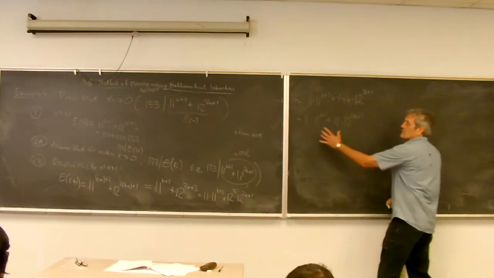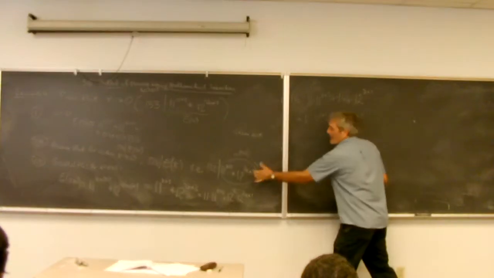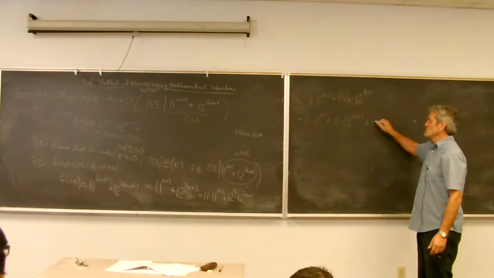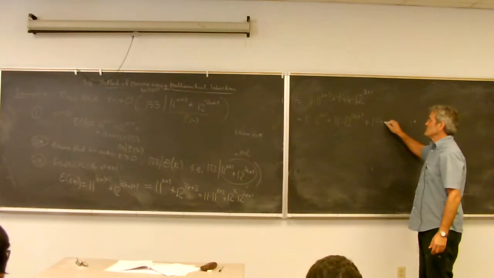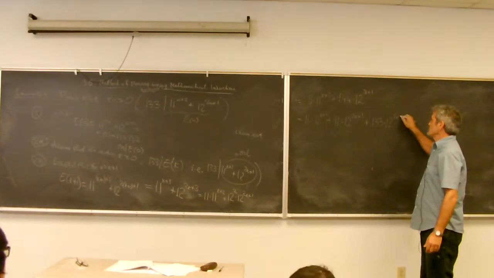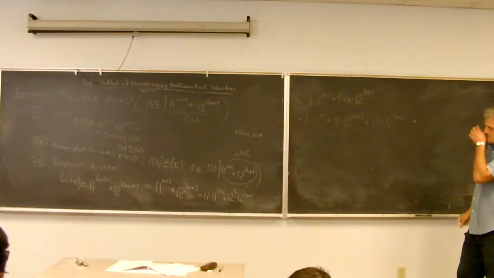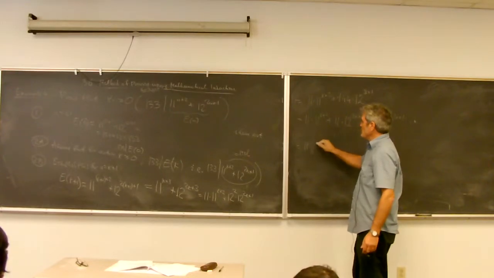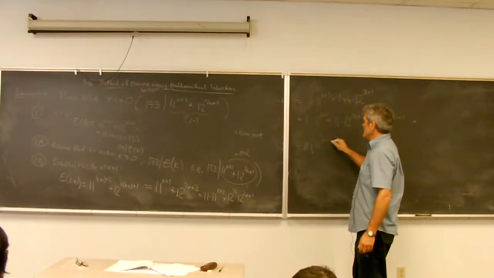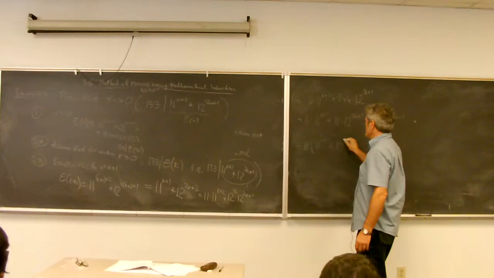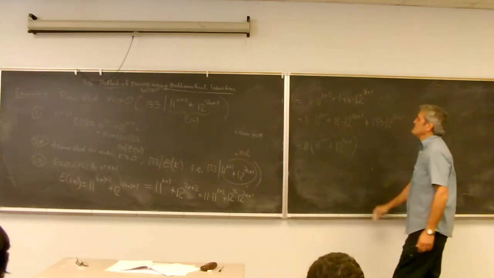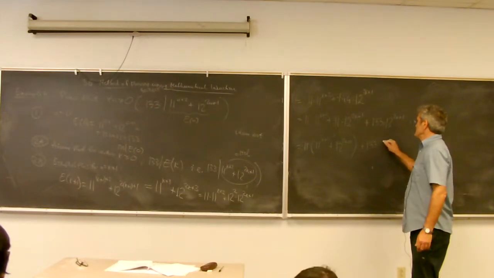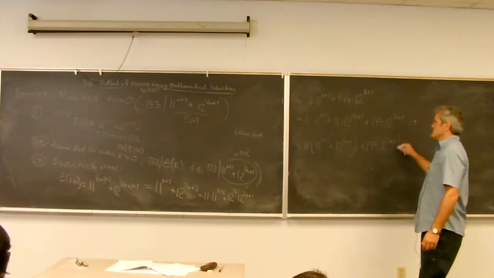Why do I want both of them to have 11? So that I can factor out 11 and call the inductive hypothesis. But then there is extra, which is what? 133 times 12 to the 2k plus 1. And then what? Now I can factor out 11: 11 times (11 to the k plus 2 plus 12 to the 2k plus 1) plus 133 times 12 to the 2k plus 1.